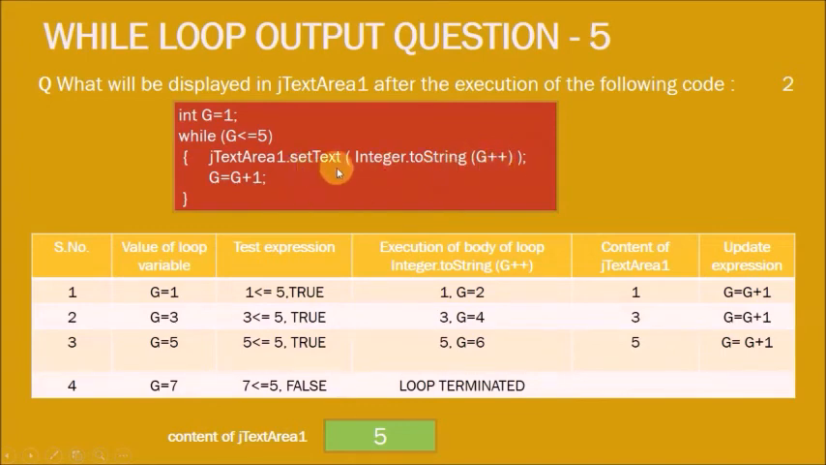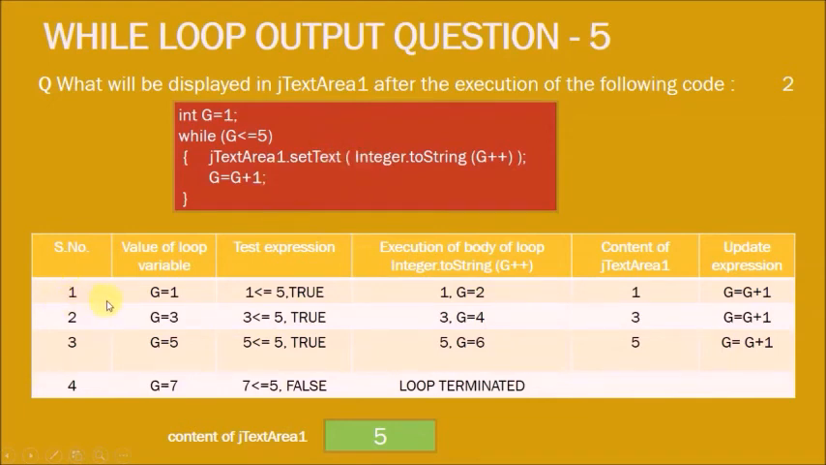But the minor change in this question is that here we are using the setText method instead of the append method. So the difference between the two is that the setText method erases the previous content of JTextArea1. We can see only the current content. However, append does not erase the previous content. It adds the current content to the previous content. So let us see how the output will be affected when we use the setText method instead of the append method.